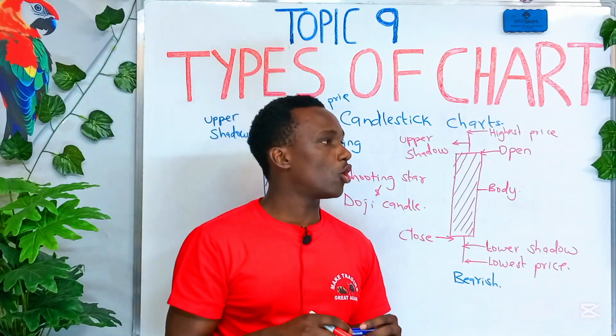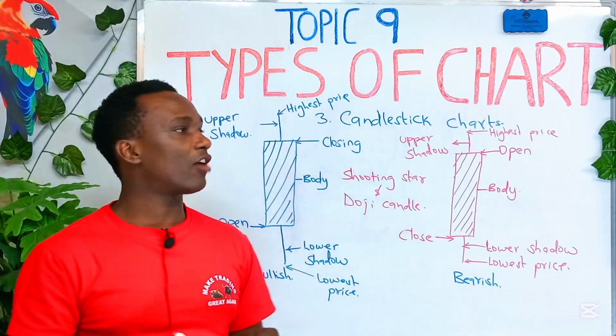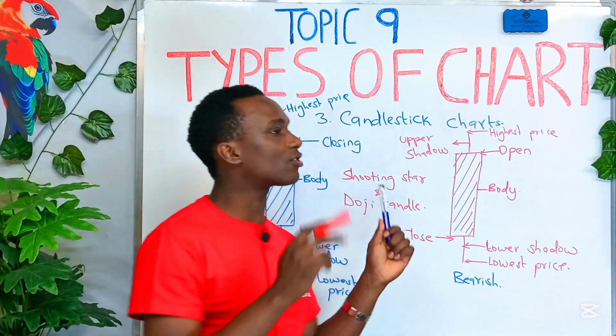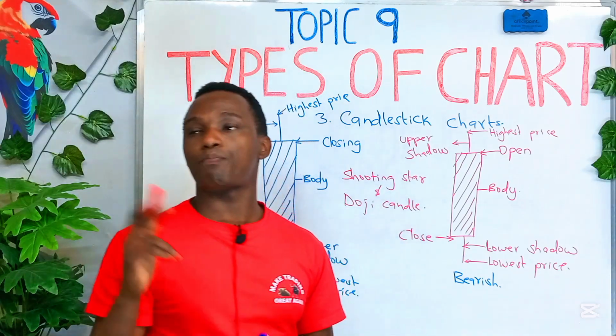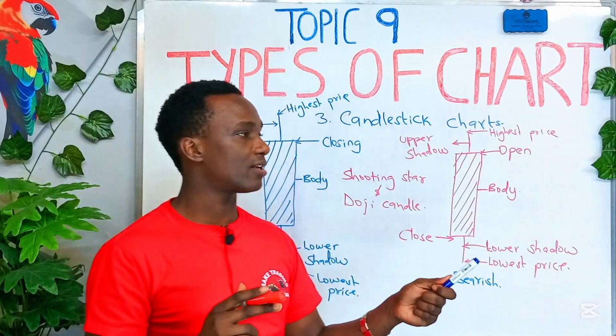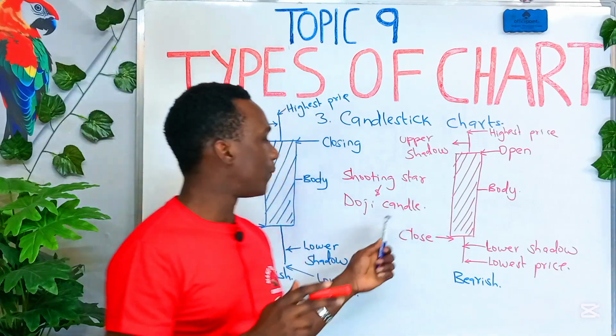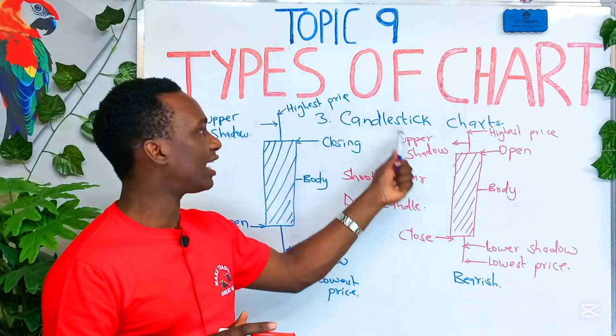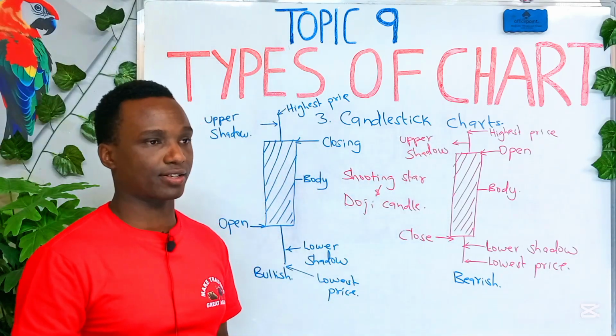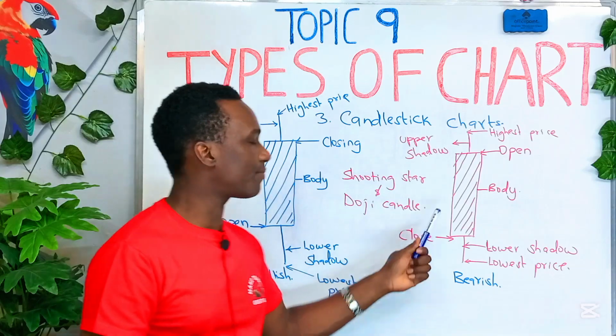So now that we have learned the advantages of using candlesticks compared to bar and line charts, we will mostly be using the candlestick charts. Any questions about this?